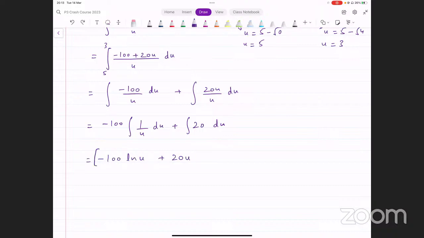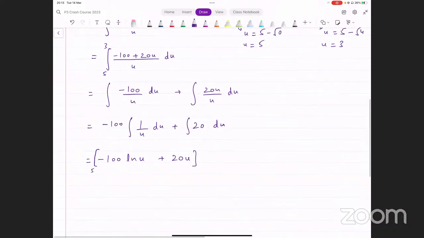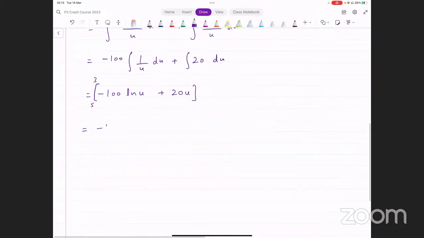Let's input the limits. Limits are from 5 to 3. Remember, 5 is the lower limit, 3 is the upper limit. Let's input those values. So we have minus 100 into ln 3 plus 20 into 3.